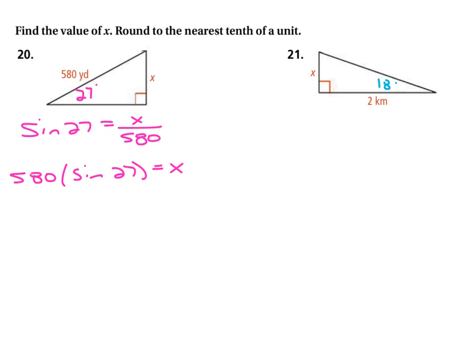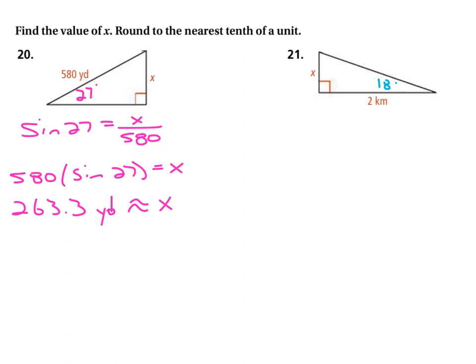You could say 580 times sine 27. Always close your parentheses because eventually you might be typing stuff after that and you want to be in the habit of closing it. You hit equals and you get 263.31 something something. Rounded to the nearest tenth will give you 263.3. What are the units? They are yards. You can see it from the diagram. Is approximately equal to what x is. Make sure you put the wavy equals so that we know that it's an approximation.